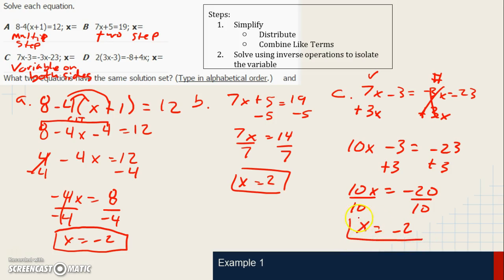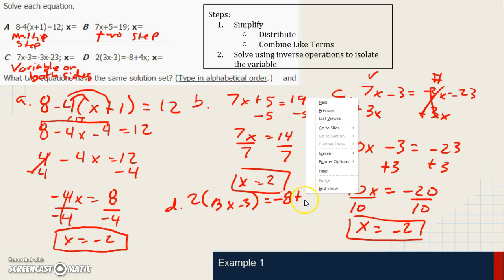So you can see right now that both A and C have the same answer, but let's go ahead and solve D just to make sure that we're doing this correctly. So we have 2 times (3x minus 3) equals negative 8 plus 4x. This is a variables on both sides multi-step equation.